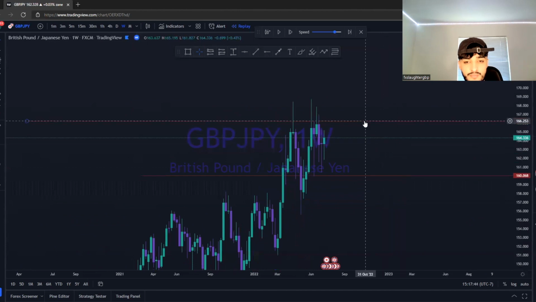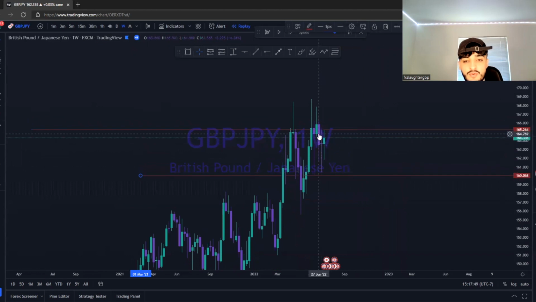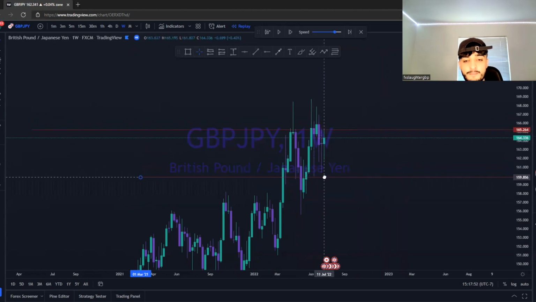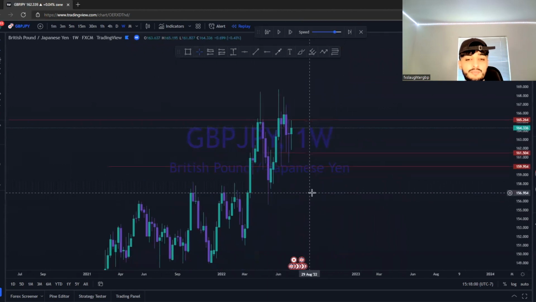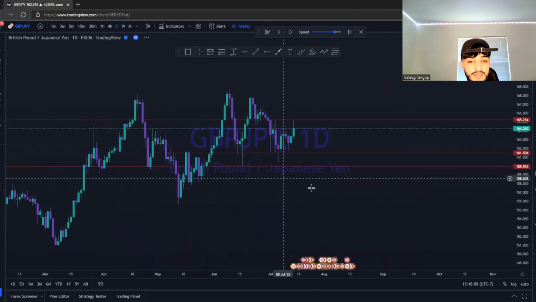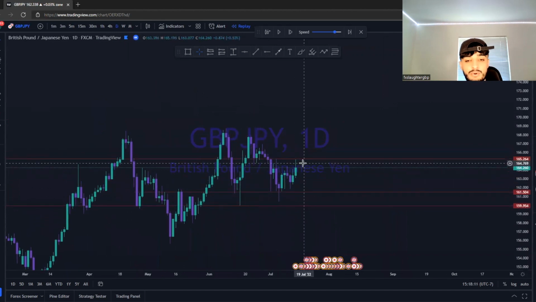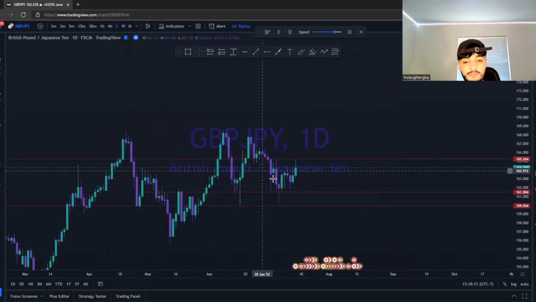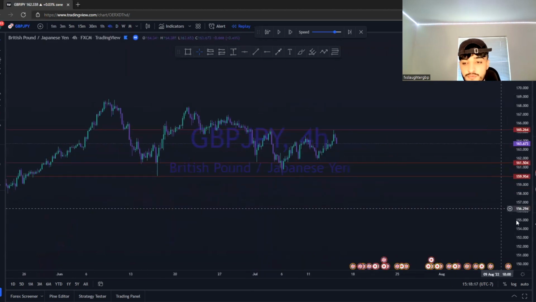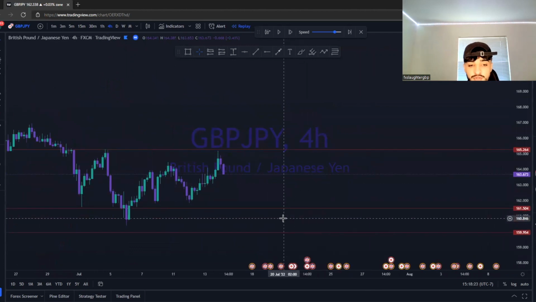So weekly high and weekly low. So weekly resistance and weekly support. Daily, we're forming a double bottom. Prices ranging in the daily. Coming down to 4 hour. 4 hour is where we're gonna be looking for entry possibly.